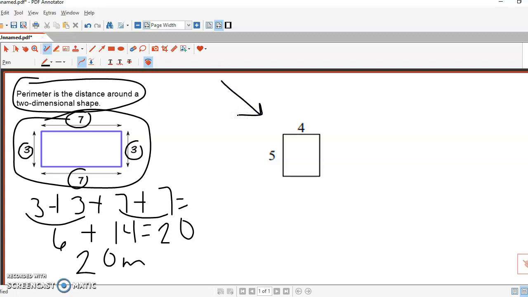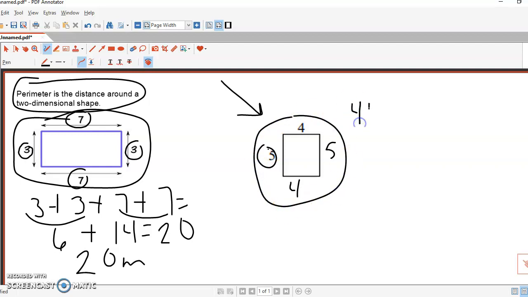I have another rectangle. One side length is 4, the other side is 5. So we're going to use meters again. If this side is 4 meters, then we know this side here has to be 4 meters because they're parallel and they're the same length. If this side is 5 meters, we know this side also has to be 5 meters because they're parallel and they're the same length. So now we're going to add all of the sides together to find the perimeter.